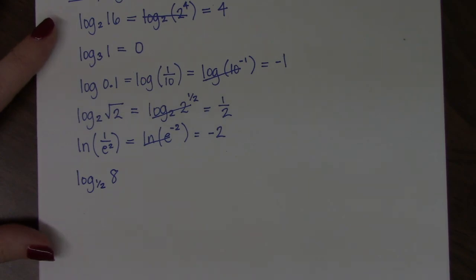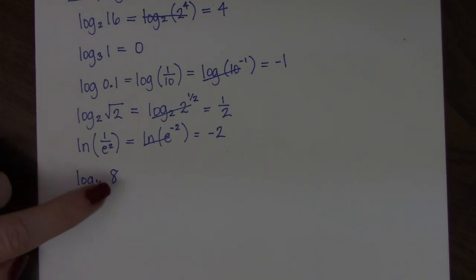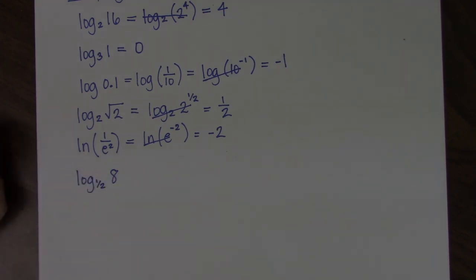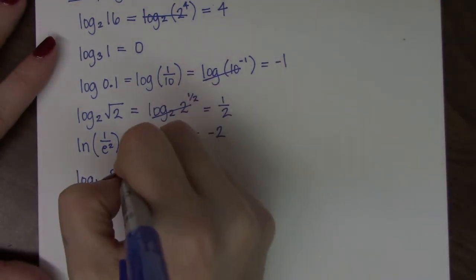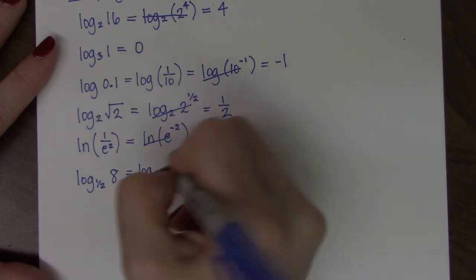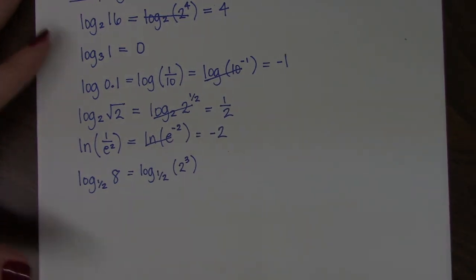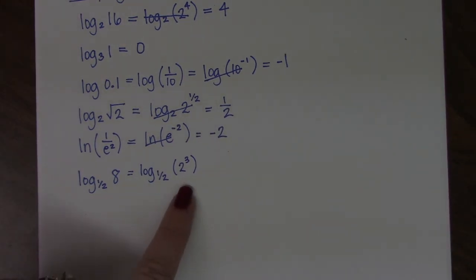So the base can be a fraction, right? The base just has to be positive. So now I have base 1/2. So now I've got to find some 1/2s in here. So before I can find a 1/2, I just better start out probably with finding some 2's. So let's rewrite 8 in terms of 2. So 8 is 2 cubed. I can't cancel anything yet because I need it to be 1/2.